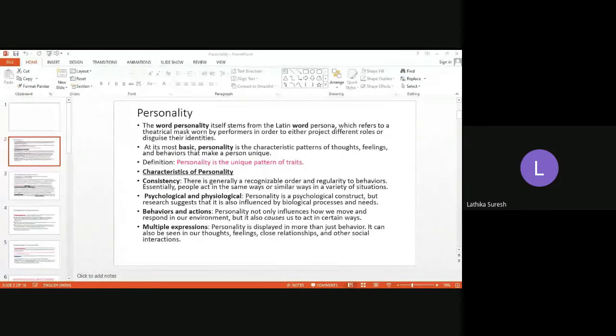Okay, the next is about the interview. This is very important. What is an interview? When we talk about the job interview, that is one thing, but in the context of psychology, an interview can be considered as a conversation between two or more than two people.